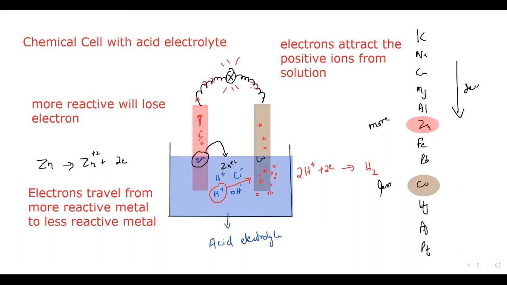What happened to the size of the zinc electrode? It will decrease because the number of zinc atoms is decreasing as they are converting into zinc ions. So this is what happens when we use acid as an electrolyte. Is the working of a chemical cell with acid electrolyte clear? Any doubt?